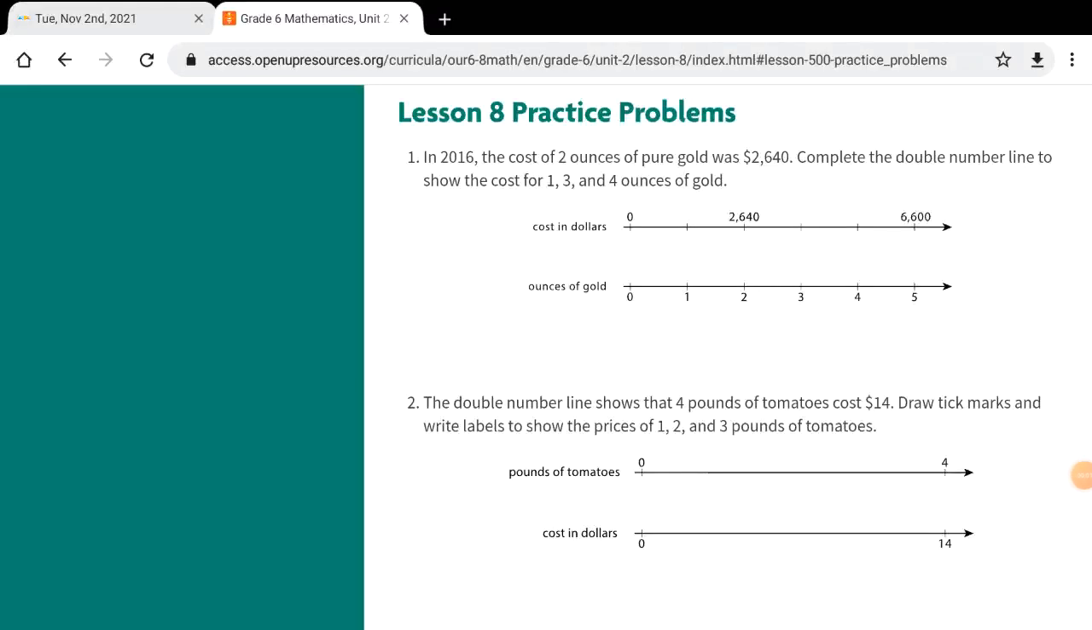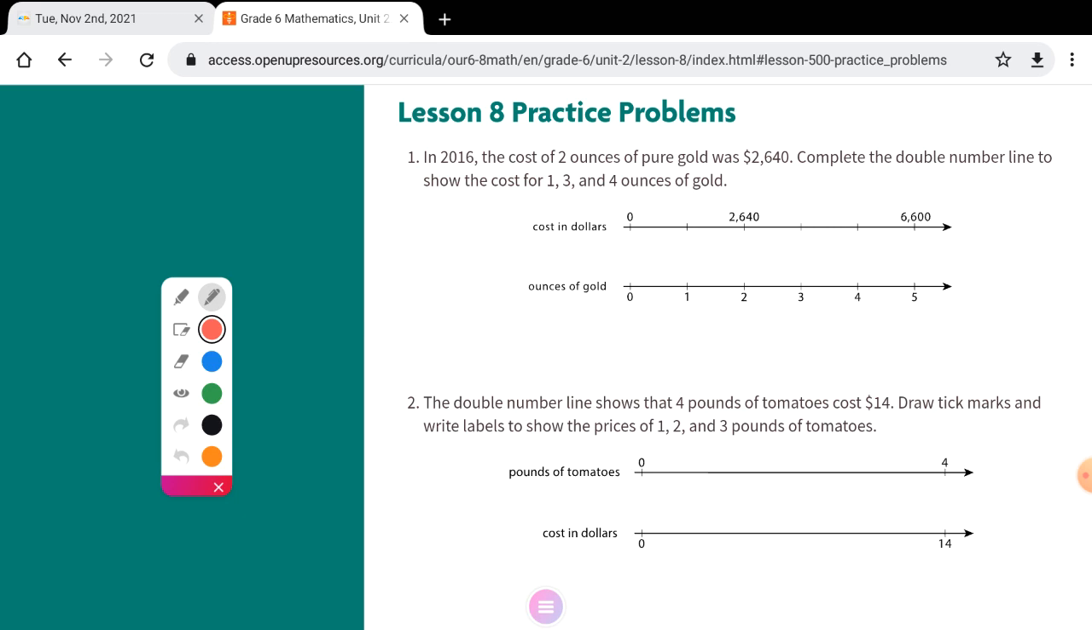Number one, Aubrey. On number one, all you had to do was fill in the double number line. It gave us that 2 ounces of gold cost $2,640. What is the next tick mark I should have filled in? Brady? Which tick mark? Nope, that probably wouldn't have been your next one. What would your next one have been?